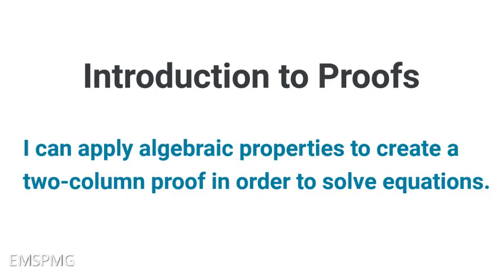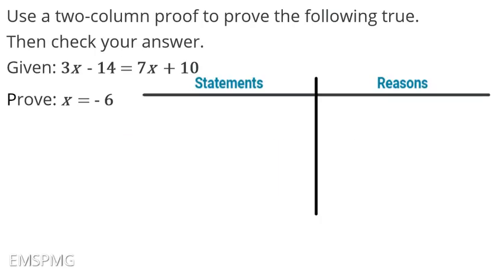In this video we will introduce proofs. By the end of the video, you want to be able to say, I can apply algebraic properties to create a two-column proof in order to solve equations. We're just going to look at one example in this video. We're going to need to use a two-column proof in order to prove the following true. Then you're going to go ahead and check your answer.